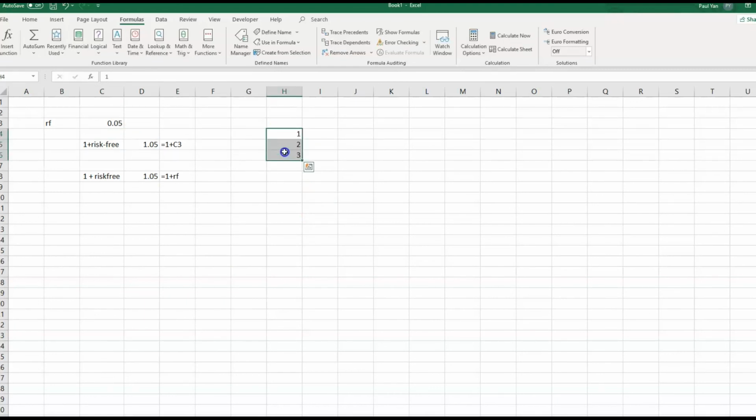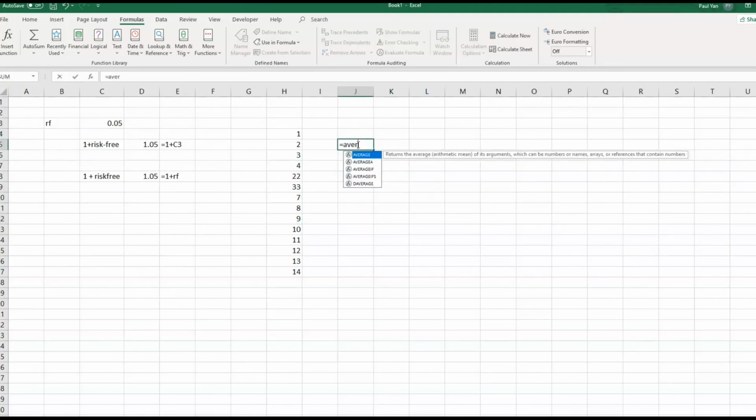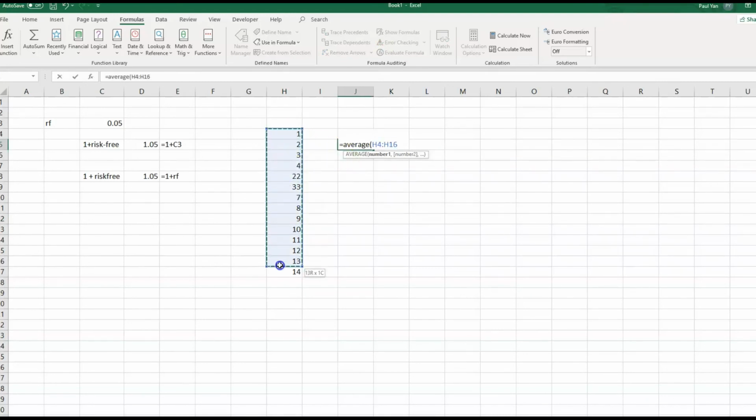Suppose we have a set of values. Okay, so let's calculate average. Okay, highlight, and so let's look at the formula. So this is our formula. Our formula is from H4 to H17. So usually we do it this way.